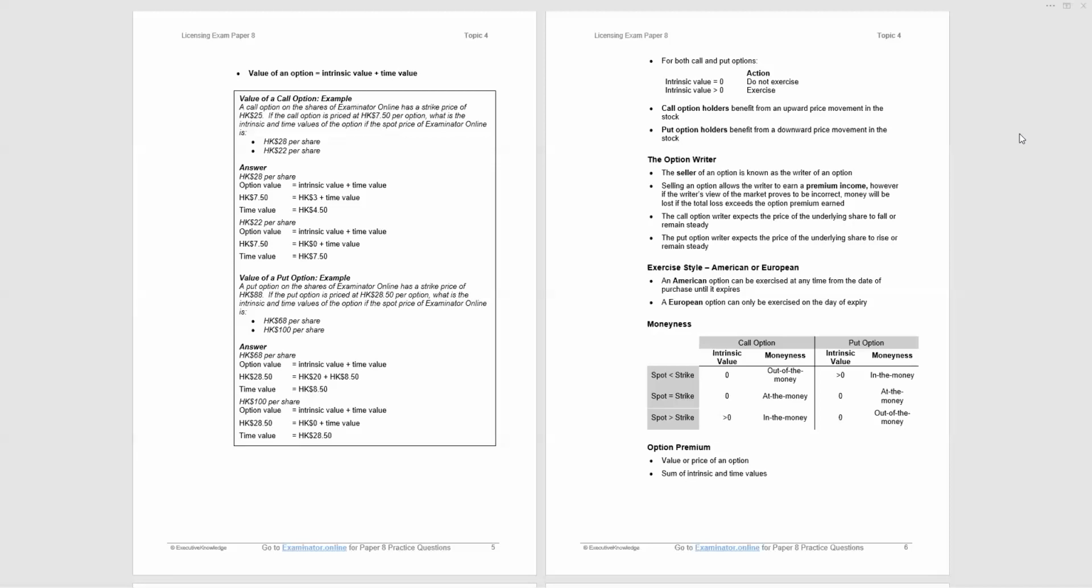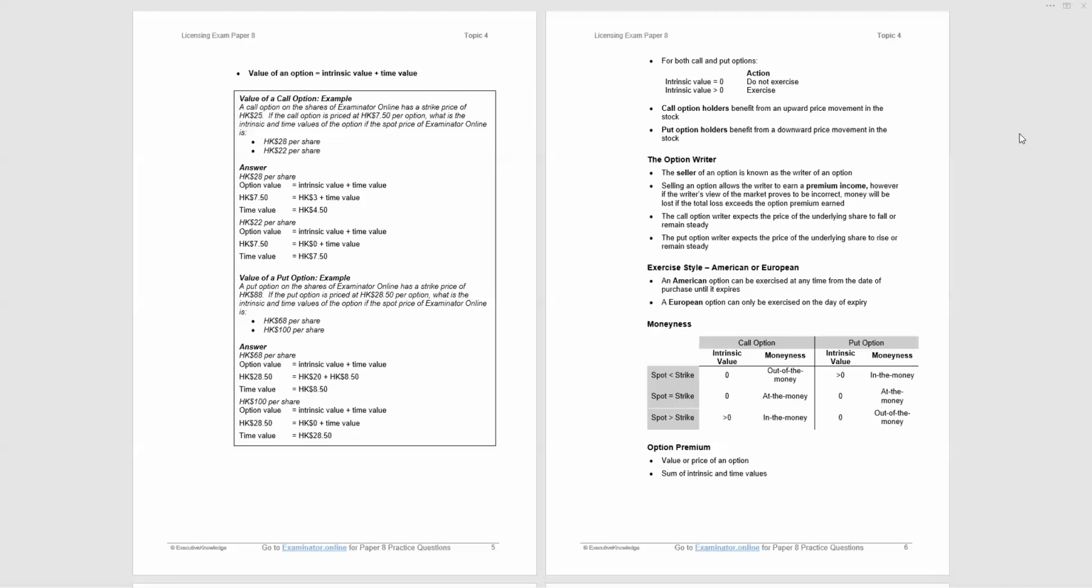If the share was trading at $100 per share, why on earth would I exercise a put option at 88, allowing me to sell at 88, when I could sell in the market at $100 a share? So again, the intrinsic value in that situation would be 0, and the whole option premium would be time value, in this case $28.50. So be aware of the concept of intrinsic value and time value, and the fact that the summation of the two gives us the value of the option premium.